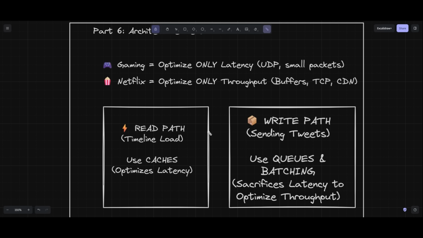Well, our throughput went through the roof because disks love big sequential writes. They hate tiny random writes, right? It's much more efficient to write one big block of data than 1,000 tiny blocks. So your system can suddenly handle hundreds of thousands of requests per second. Your throughput scales massively. But what happened to our latency?